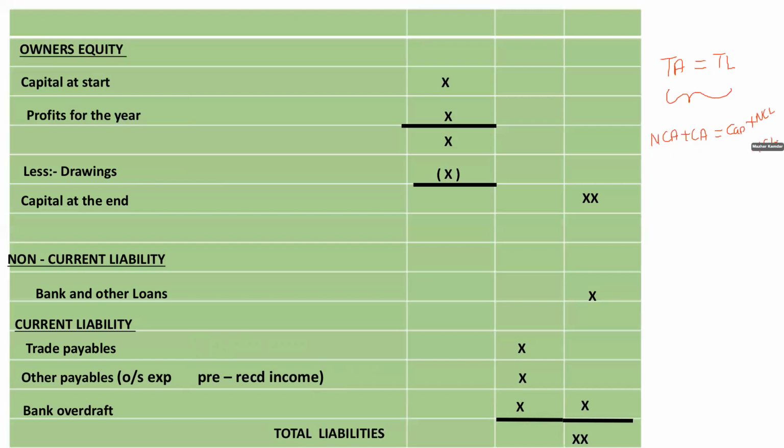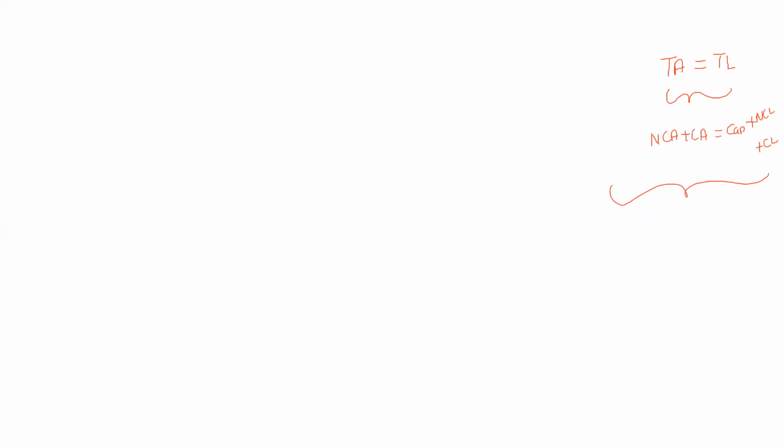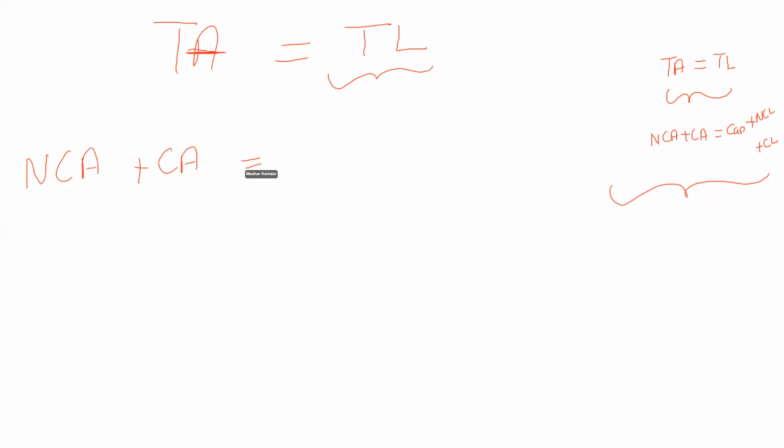This is our normal approach to prepare our balance sheet, where we show our total assets is always equal to our total liability. When I say that my total assets is always equal to my total liabilities, that means non-current assets plus current assets is always equal to the capital plus non-current liability plus current liabilities. This is the normal method.